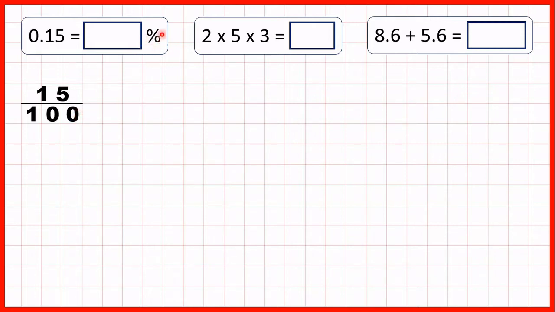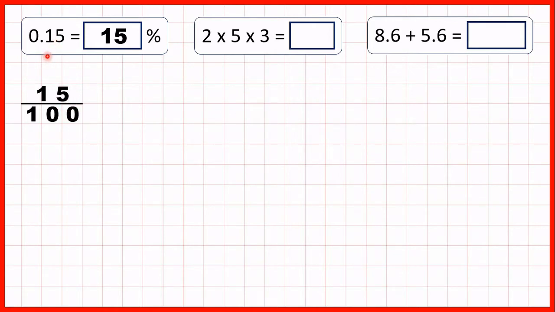Now we know that a percentage is just a fraction over 100. So our answer is 15%. And notice that it's not 15 over 100%, because the percentage sign already tells us over 100.